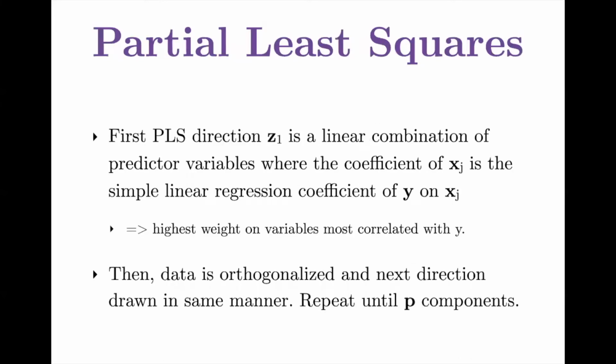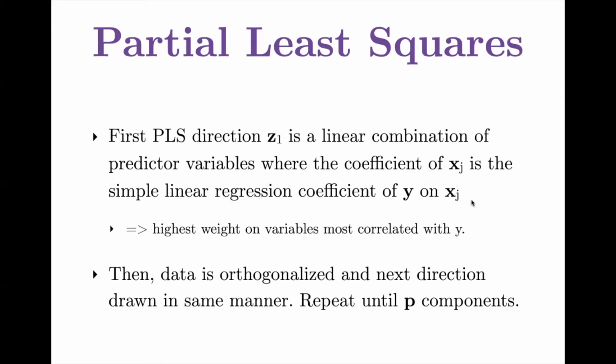Now, you don't have to understand all the mathematical details. Indeed, most of them are beyond what we talk about. But when we draw that first PLS direction, call it Z1, again, it's a linear combination of predictor variables. And here, the coefficient of the jth predictor variable is just the simple linear regression coefficient of y on xj. So this means that the highest weight is given to variables that are most correlated with y. I should add, of course, that this is all on standardized data, so having a larger regression coefficient necessarily means it's more correlated with y.